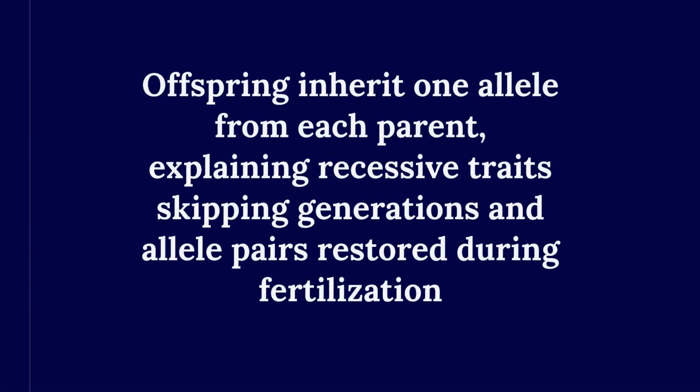Each parent carries 2 alleles per gene. Only one allele passes into each gamete. Offspring receive one allele from each parent. This explains why recessive traits can skip generations. It restores allele pairs during fertilization.